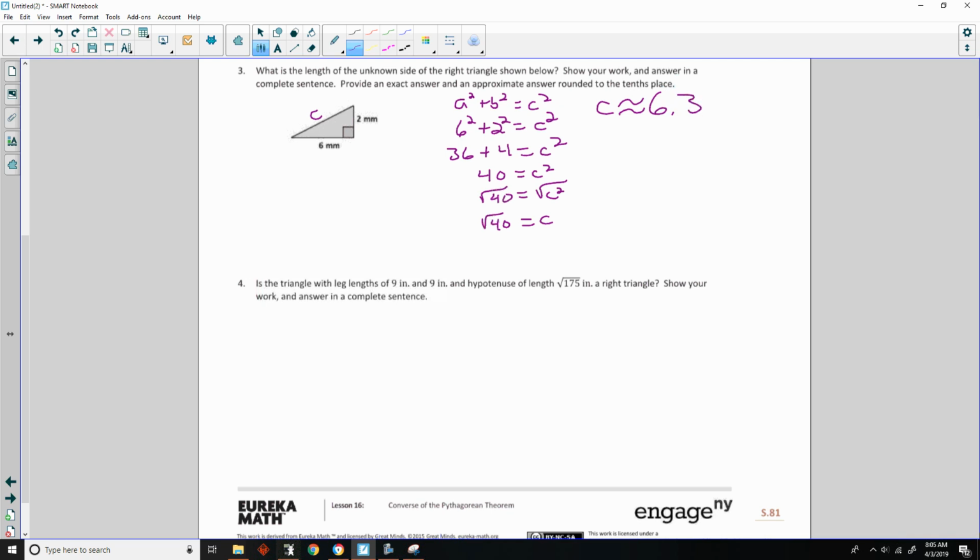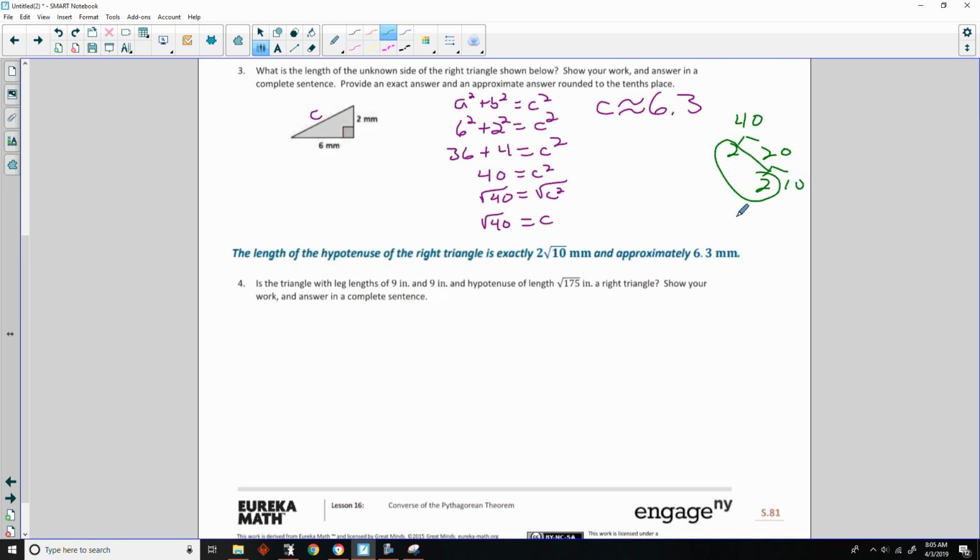In a complete sentence, I would say the length of the hypotenuse of the right triangle is exactly 2 square root 10, and you're like, what? Where did that come from? Okay, well, if we simplify our square root, if we take the square root of 40 and do a factor tree, that's 2 times 20, and that's 2 times 10, and I have a pair of 2's that goes outside the radical.